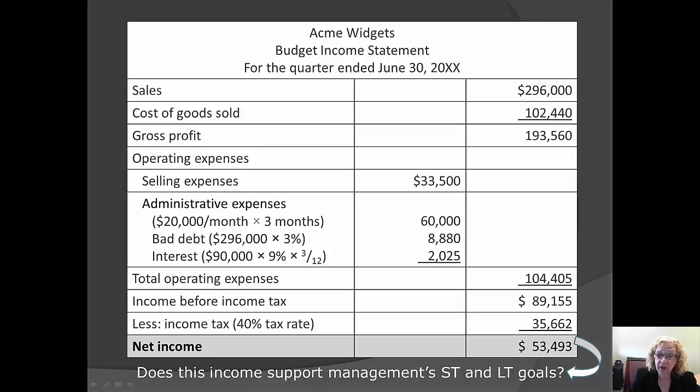But if the answer is embarrassed, what can we do about it now? What can we do at this point in time before that period starts to increase revenues, to decrease costs, to change our plans for borrowing or repaying or investing in new capital assets? If this is not the future we want to live in, what can we do to change it? And that is the tremendous benefit of budgeting.